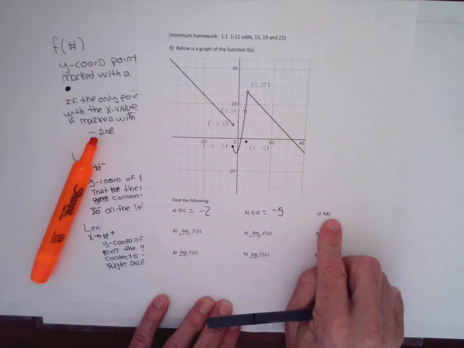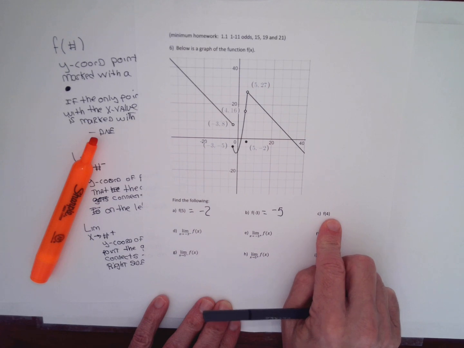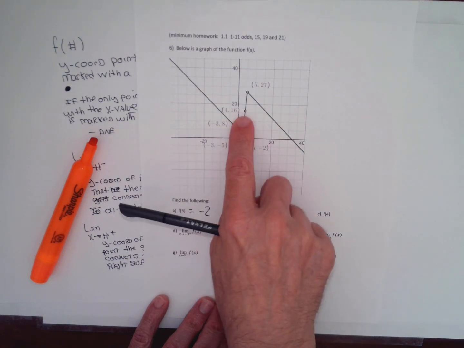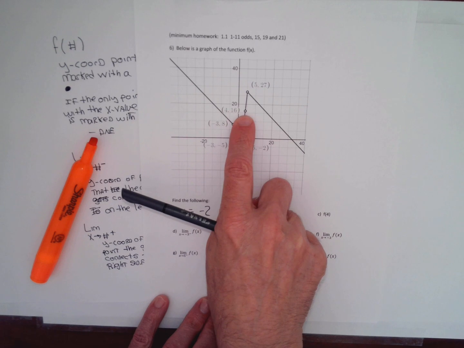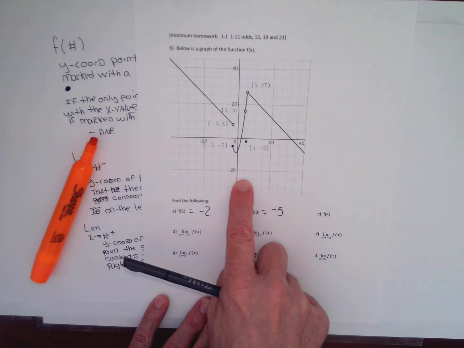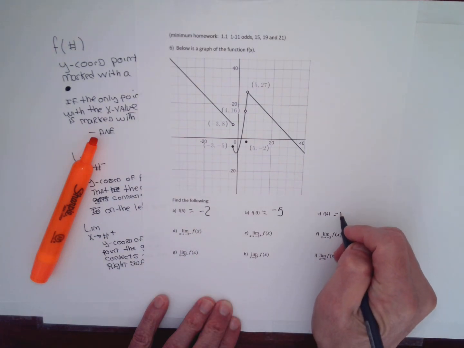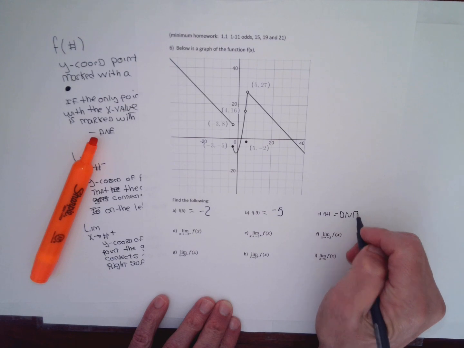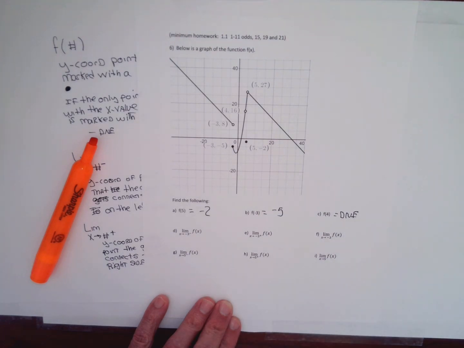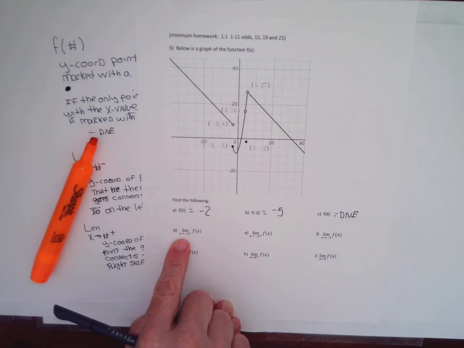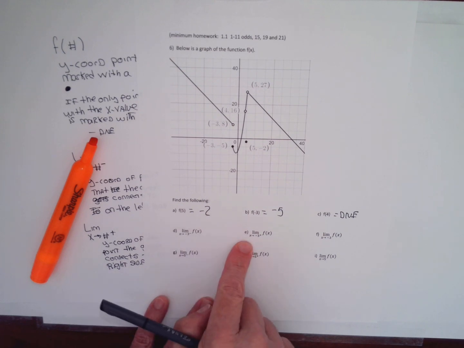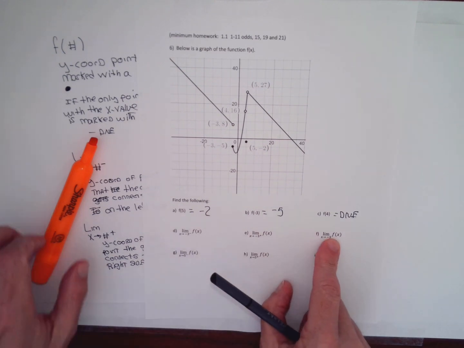And then I'm asked to do f of 4, and the only point that's marked with an x coordinate of 4 is the point (4, 16). It's marked with an open circle. There's no point marked that has a closed circle with an x coordinate of 4. So this is a DNE. Now I'm going to do my limits: left-hand limit at -3, right-hand limit at -3, two-sided limit at -3.